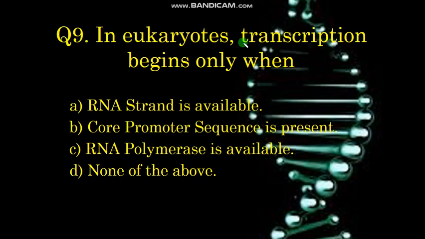Question number 9. In eukaryotes, transcription begins only when: option A, RNA strand is available. Option B, core promoter sequence is present. Option C, RNA polymerase is available. Option D, none of the above. Answer is core promoter sequence is present. Here, the TATA box is important in the promoter sequence. Whenever the TATA box is there, after the TATA box the transcription start site will be present.